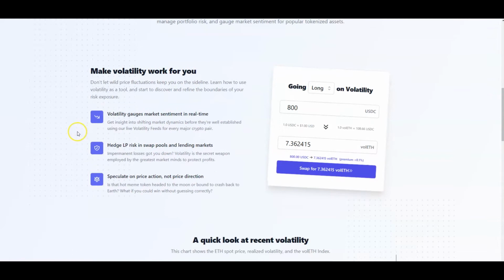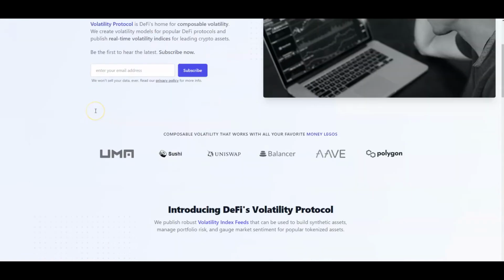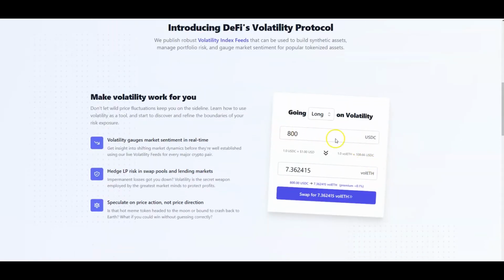Let's just do an example of what it is. If you wanted to go long, and as I had mentioned about the VIX index for the S&P 500, they do this over a 30-day period. For this one, they will be measuring the volatility over a 7-day period. For example, if you wanted to go long on ETH, you'd be using, in the example here, $800 US. You'll be able to purchase one vol ETH, which is their long token, because they've got a separate short token called iVol ETH, where the I stands for inverse, which means you'll be going short.